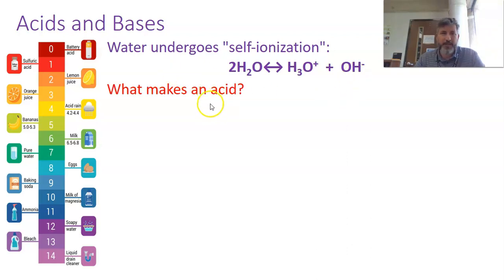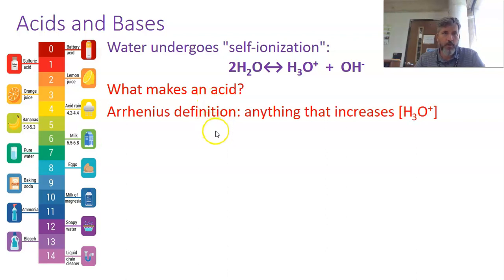So what is it that makes something an acid? According to Arrhenius, an acid was anything that increases hydronium concentration. This was the first molecular level explanation of what makes an acid an acid. For example, if you were to look at the reaction of hydrochloric acid, HCl, this is the stuff that's in your stomach acid.